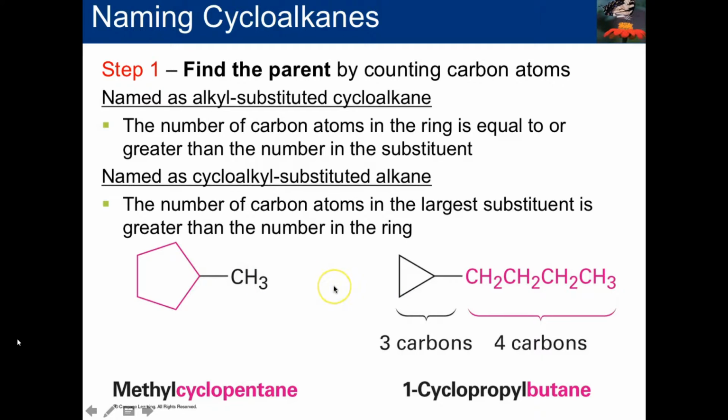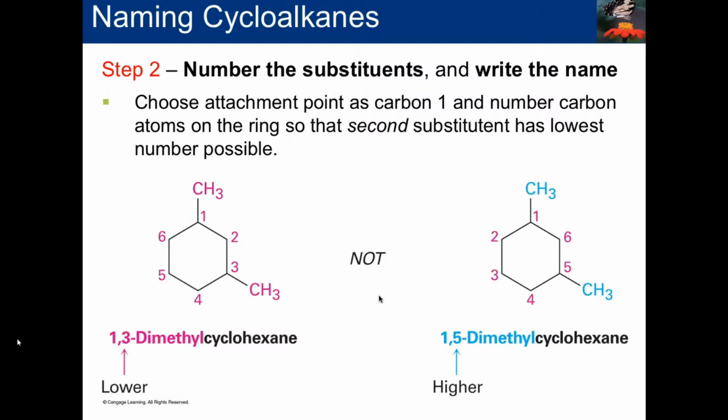You can also consider the ring to be a substituent. Here is butane. We can think of the three-membered ring as 1-cyclopropylbutane. If there are two substituents, we always try to use the smallest numbers. So we would number in such a way that it would be 1,3-dimethylcyclohexane rather than 1,5. So we always number in such a way as to have the smallest numbers. Not very different than what we do with the non-cyclic or so-called acyclic alkanes.